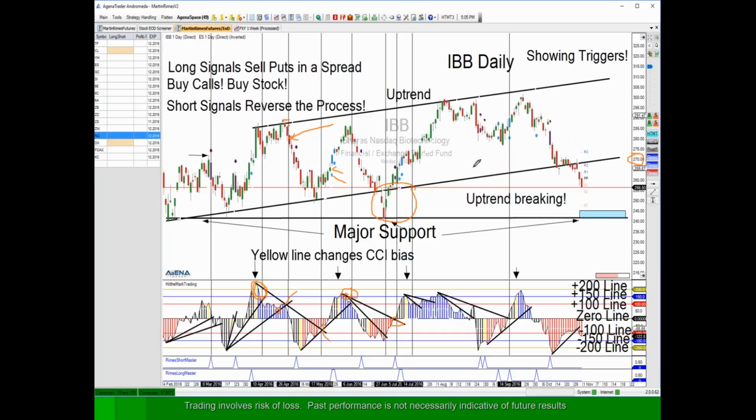Listen, there's lots of ways to trade. The problem is the professionals are very, very simple, and the retail traders make everything extremely, overly complex. All right, let's see what else is going on here.